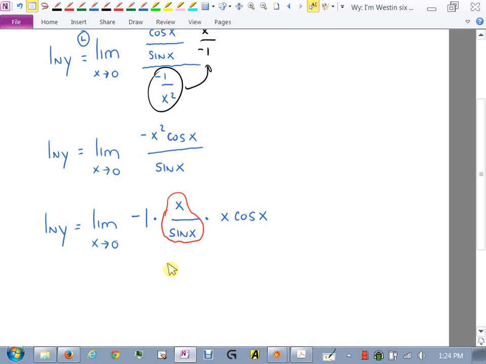So if I take my limit right now, this goes to -1, this goes to 1, this goes to 0, and cosine of 0 goes to 1. And all that multiplied together is just 0.